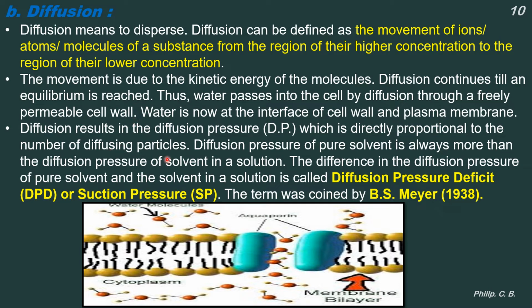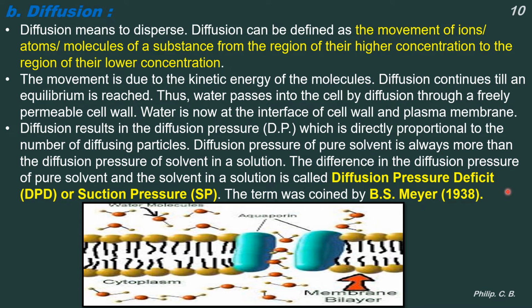Further, diffusion results in diffusion pressure or DP, which is directly proportional to the number of diffusing particles. Diffusion pressure of a pure solvent is always more than the diffusion pressure of solvent in a solution. Meaning the diffusion pressure of a pure solvent, where there are no impurities present, is always more than the diffusion pressure of a solution. So the difference in diffusion pressure of pure solvent and the solvent in the solution is called diffusion pressure deficit or DPD.